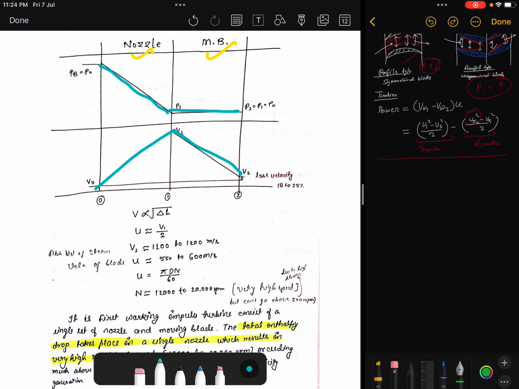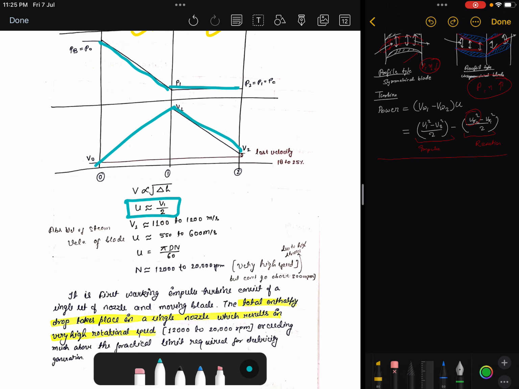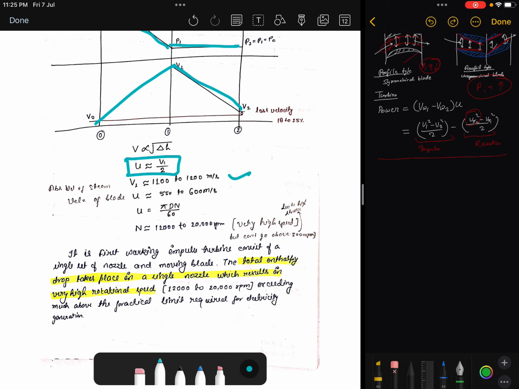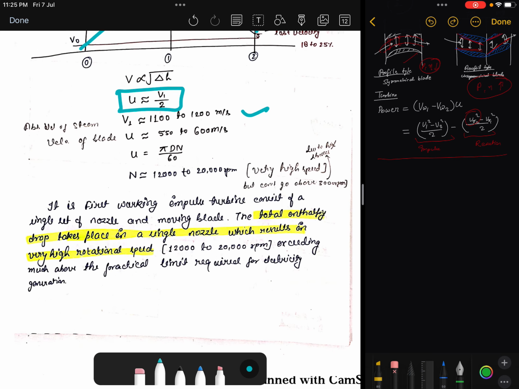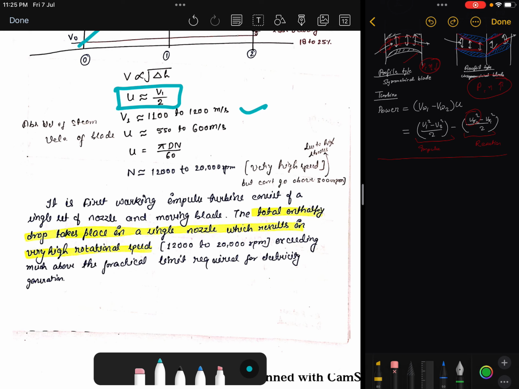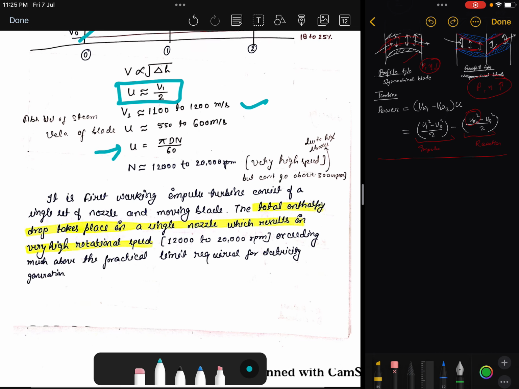The velocity can be given by the drop in enthalpy, and the blade velocity is half of the steam velocity for maximum efficiency. The absolute steam velocity is around 1100 to 1200 meter per second, so the blade velocity will be 550 to 600 meter per second. We can calculate the blade velocity from pi D m N by 60, because the RPM is around 12,000 to 15,000 RPM.